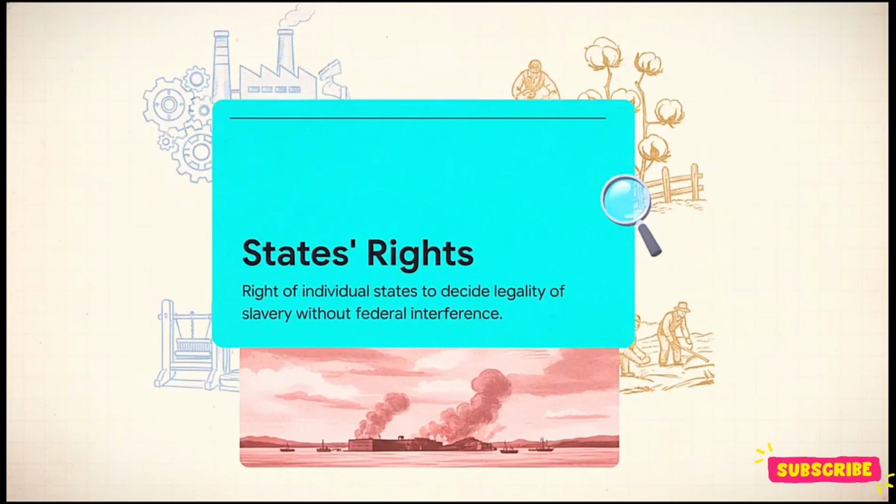So this massive economic and political divide fueled the absolute biggest political fight of the era. To defend their push for westward expansion, Southern political leaders leaned heavily into one specific legal argument: states' rights. Basically, the idea was that individual states had the ultimate authority to decide if slavery was legal within their own borders, totally free from any federal interference or overreach.